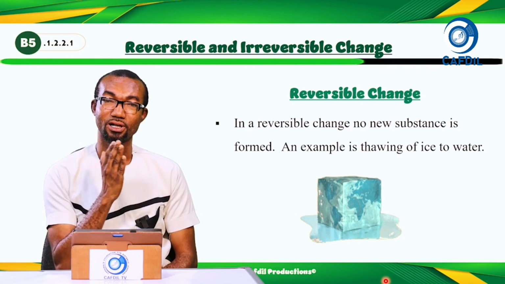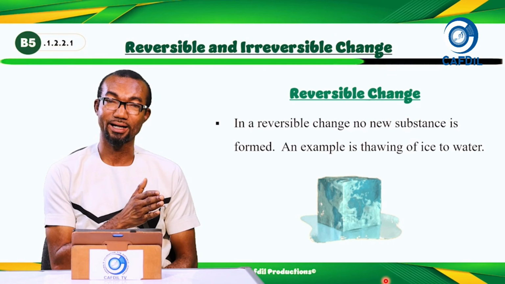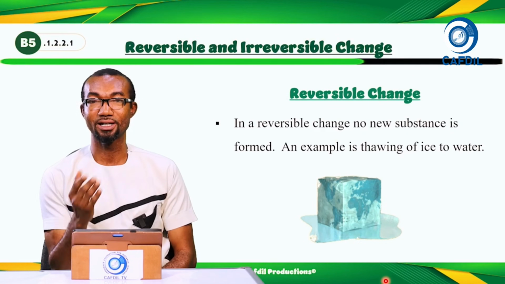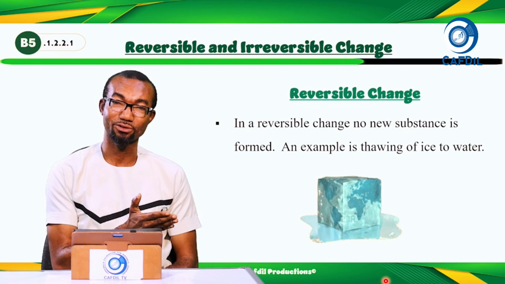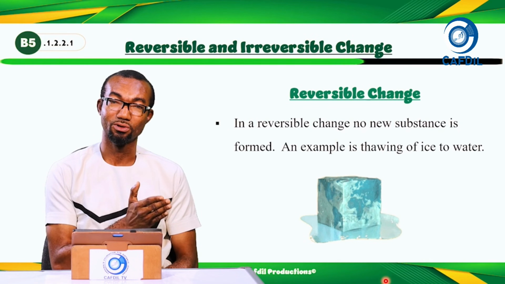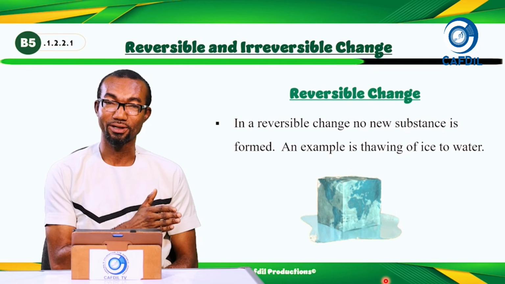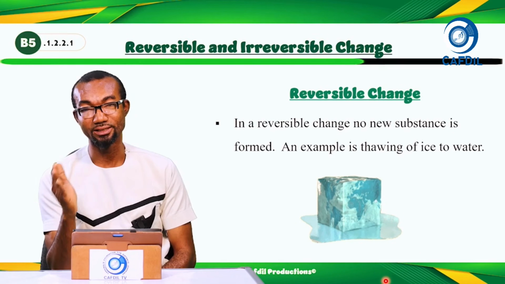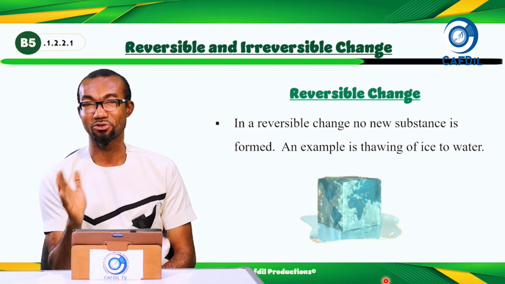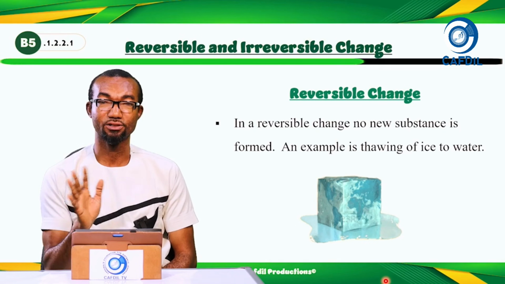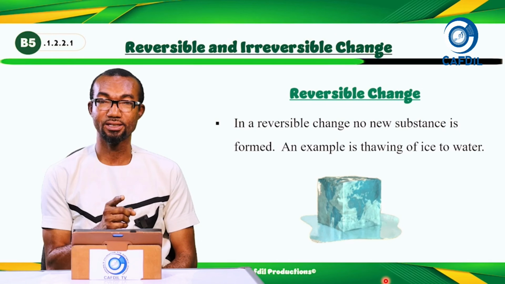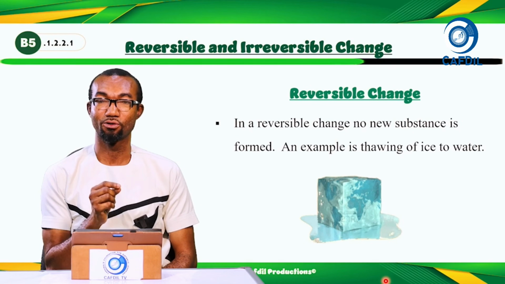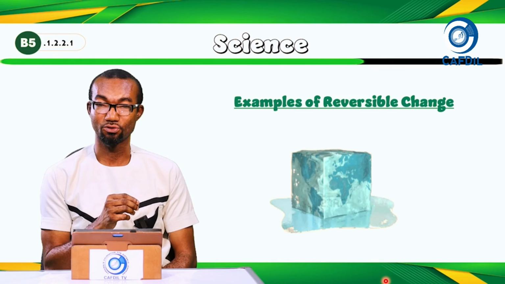If I put water in a cup into a fridge, it will turn to an ice block. I can take the ice block out of the fridge, it will thaw into water, and I'll get my water again. If I want to change it to an ice block, I put it back. So in reversible change, no new substance is formed. You can always change it to its original form. An example is the thawing of ice to water.